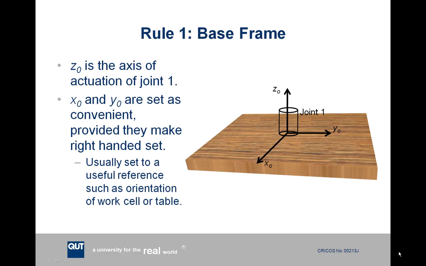So for your base frame, which is the base of the robot generally, you assign the Z0 axis to be the axis of actuation of joint 1. So in this diagram, Z0 has been assigned to a revolute joint to represent the rotation of that joint. X0 and Y0 can really be set anywhere you want them, as long as they satisfy the right hand rule, but usually to make your life easy, you align them with parts of the environment. So for instance, if your robot's sitting on top of a table, you might align the X and Y axes with the two sides of the table, for example.